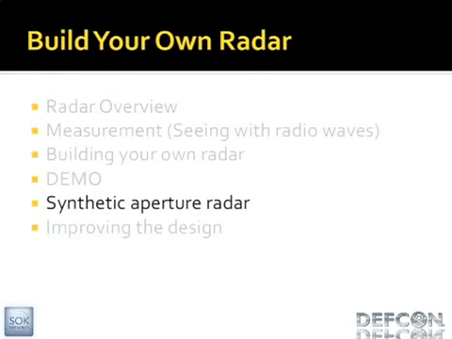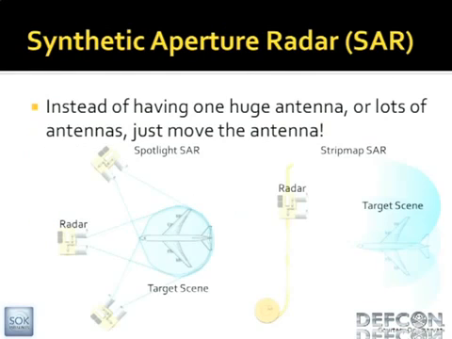So let's talk a little bit about trying to image with one of these things. Synthetic aperture radar is basically the idea of, instead of having a really big antenna or a lot of little antennas, let's just take this thing and move it, slide it down a table or something and just keep taking images. And there are basically two techniques of doing that.